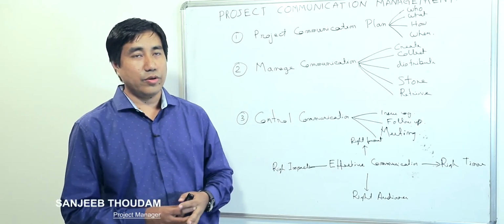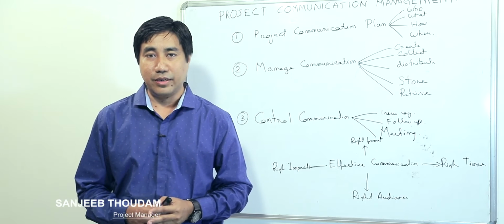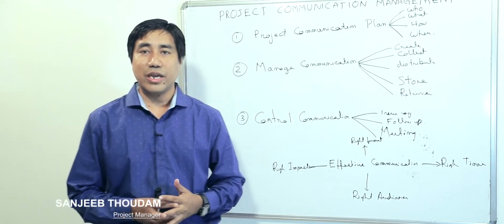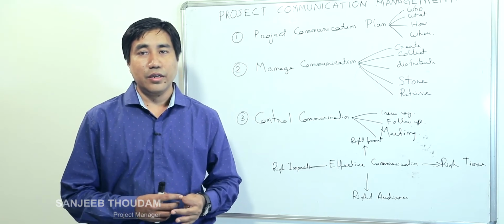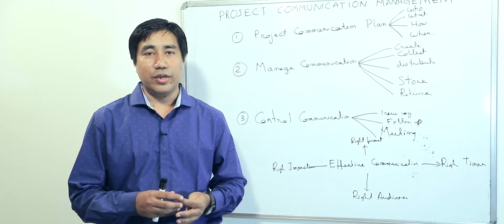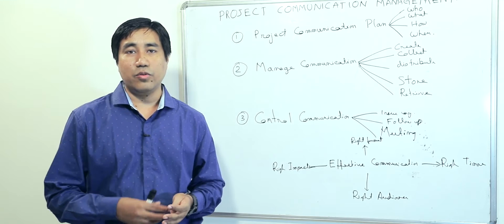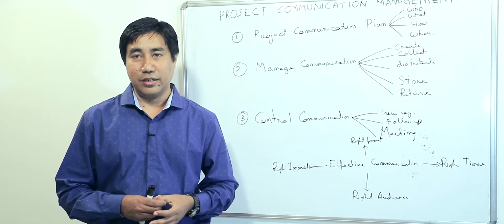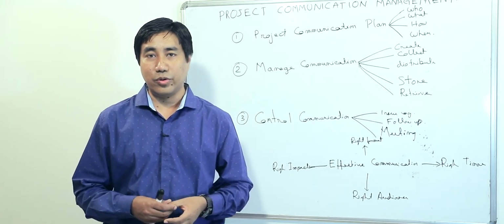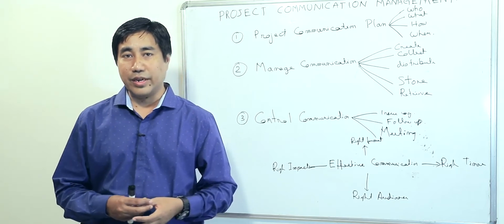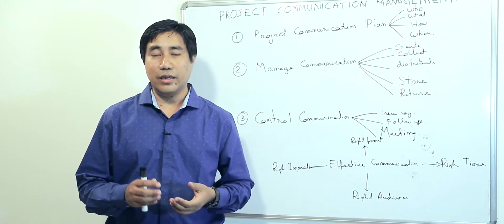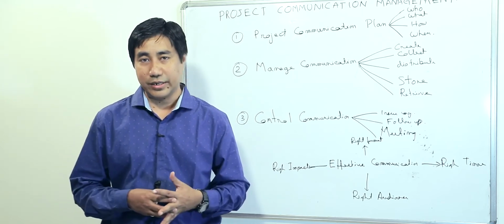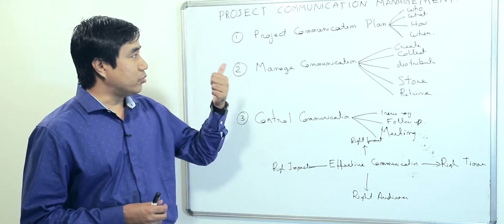Today we are going to talk about project communications management. In an organization we have two types of communication: one is the office communication and one is the project communication. Office communication is for the whole organization. For example, if there is a leave tomorrow, that is a kind of office communication. But project communication is specific to the project. So that is what we are going to talk about today.